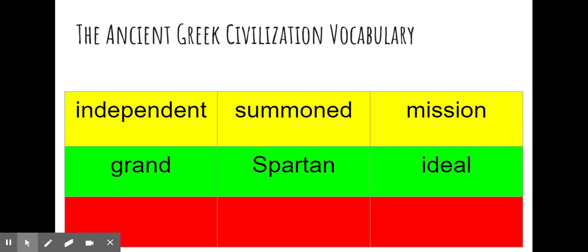When we look at our words here, which one of these words means doing it on your own? So when we talk about the city-states, they're all on their own. Which one of these words is doing something without really help from others? Yeah, that would be that word independent. What would be the word then if you had a special task to do? Remember, that would be the word mission.